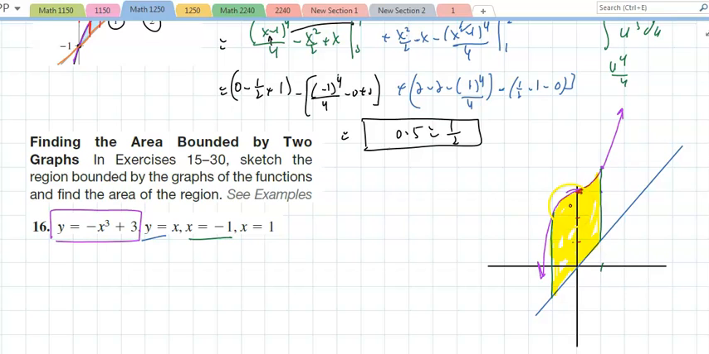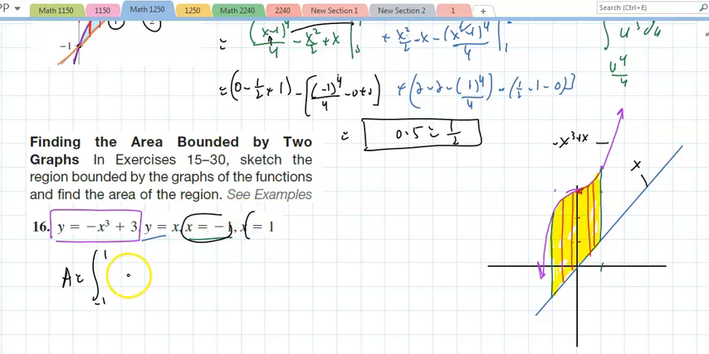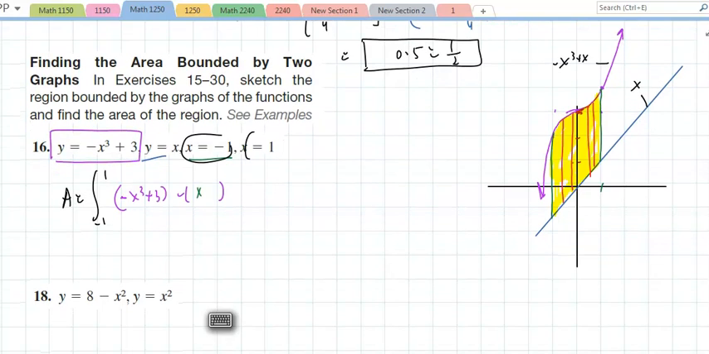Well, it's fairly simple if you think of, again, the vertical. Do you see the top is always the purple? And the bottom is always the blue? So, this is a negative x cubed plus x, and this is x. So, wouldn't the area equal the integral from negative 1 to 1 again? They told us those. The top is the purple. The top is always going to be negative x cubed plus 3 minus the base. Isn't the base just the line y equal x with respect to x?